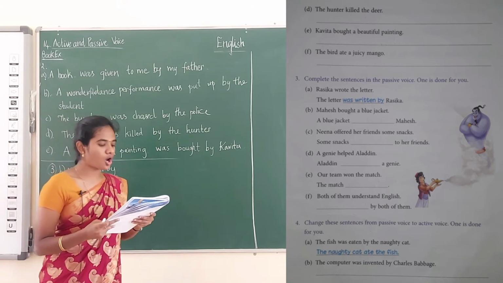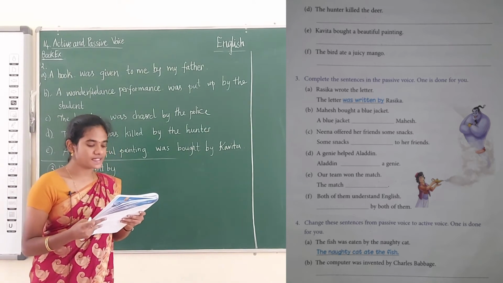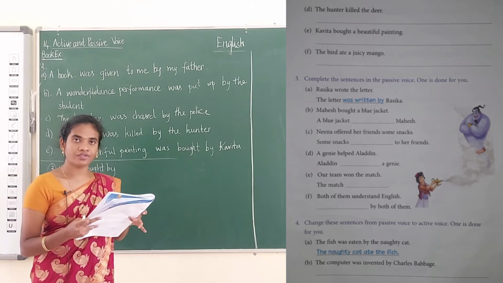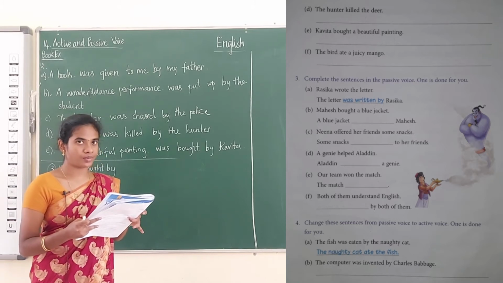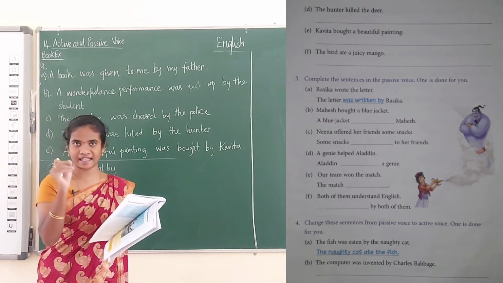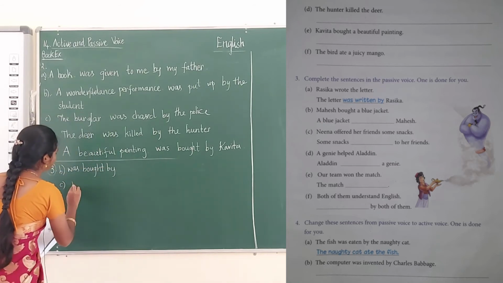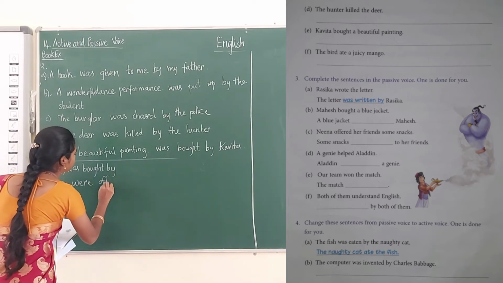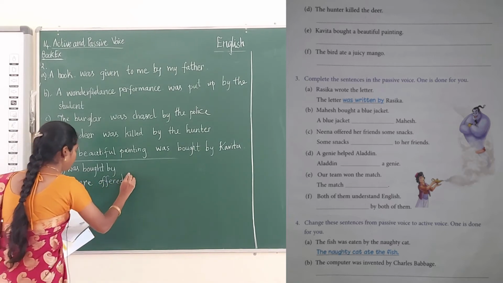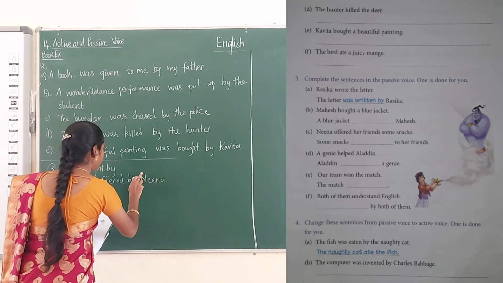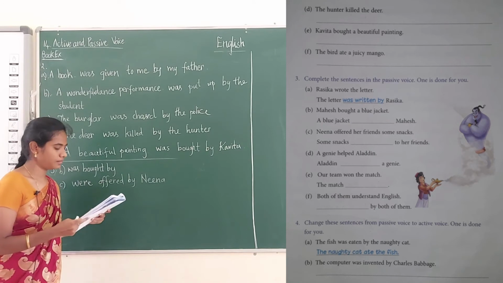Then see, Nina offered her friends some snacks. Okay, so offered is the past tense. So we have to put the past tense be verb, was or were. Here some snacks is there, so it's a plural form. So we are writing were offered by Nina. Okay, some snacks were offered by Nina.